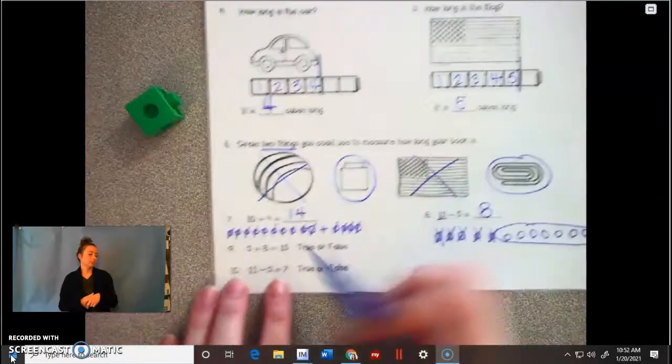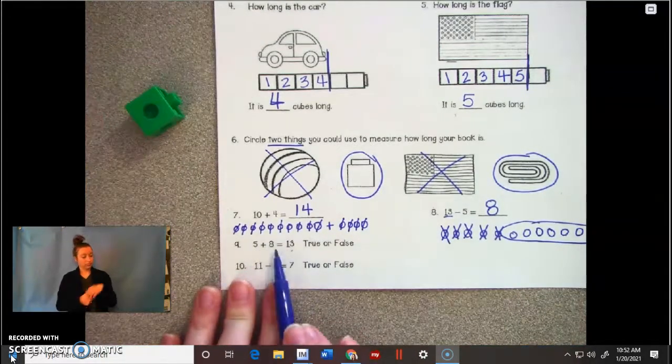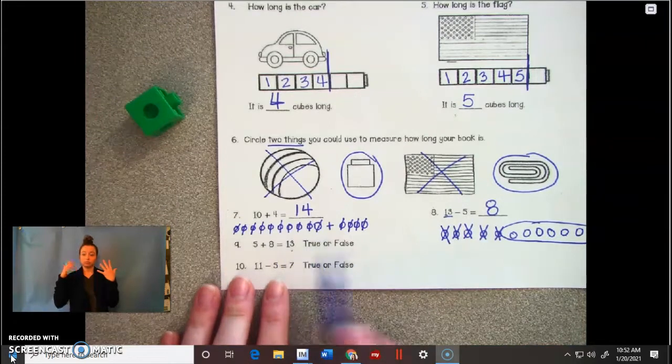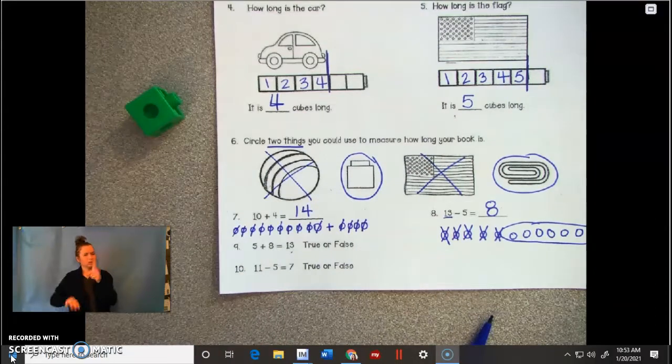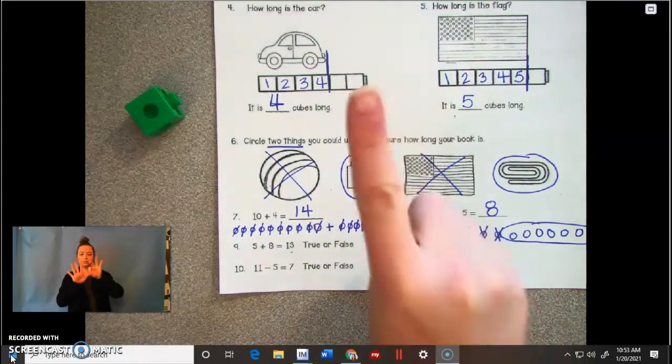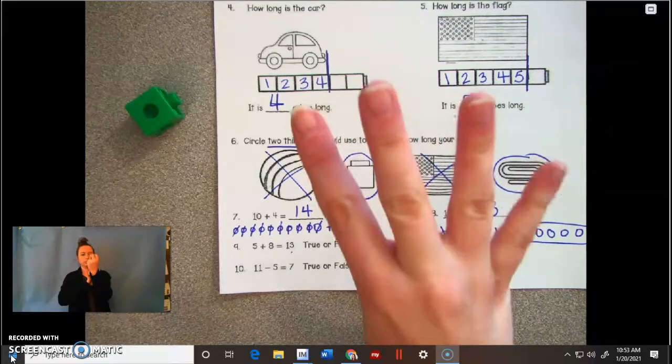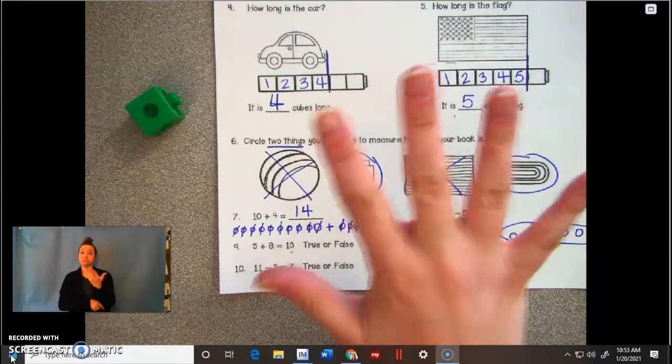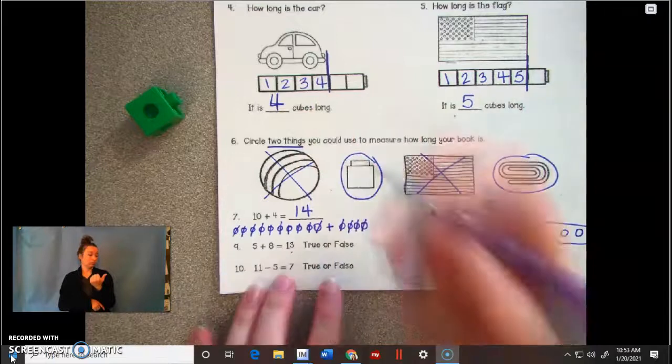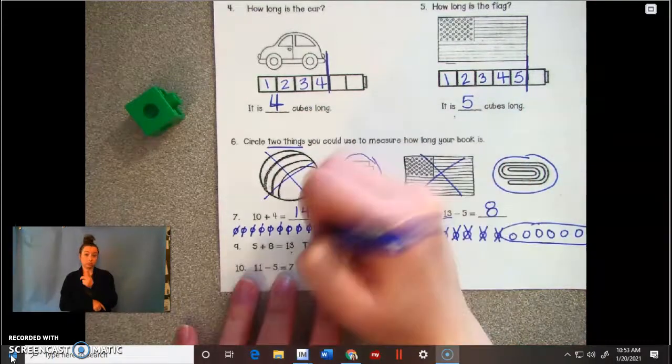All right, now let's look at these. 5 plus 8 equals 13. Is that true or false? I'm going to hold 8 in my head because it's bigger and count up. 5 more. Ready? 8, 9, 10, 11, 12, 13. Did I have 5? Yes. So is that true or false? True.